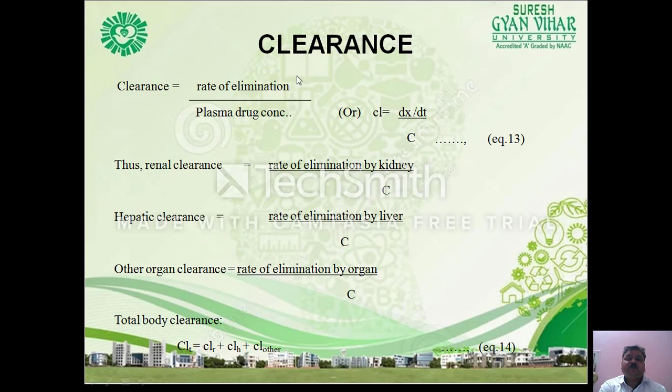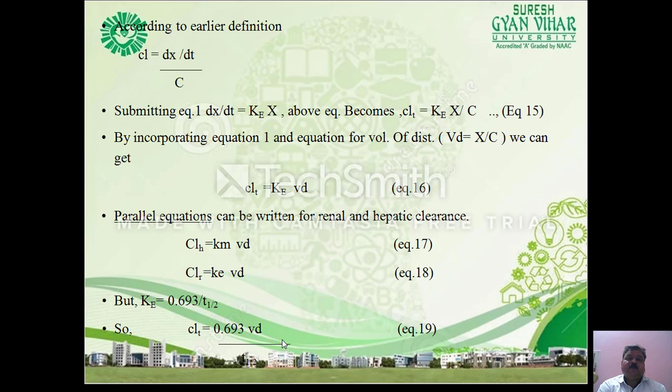Then clearance. Clearance is equal to the rate of elimination divided by the plasma drug concentration, or clearance is equal to dX by dt divided by C. Thus the renal clearance is equal to the rate of elimination by the kidney divided by C. Hepatic clearance means the rate of elimination by the liver divided by C. Then other organs, the rate of elimination by the organ divided by C. So total body clearance, CLT, is the sum of renal, hepatic, and other clearances if they are taken.